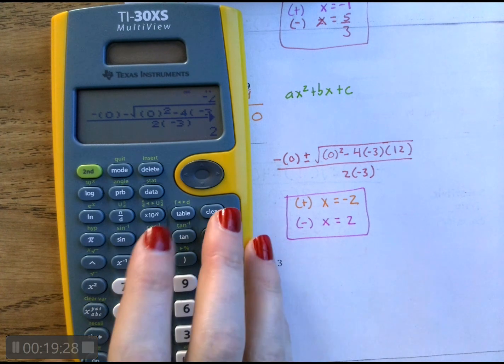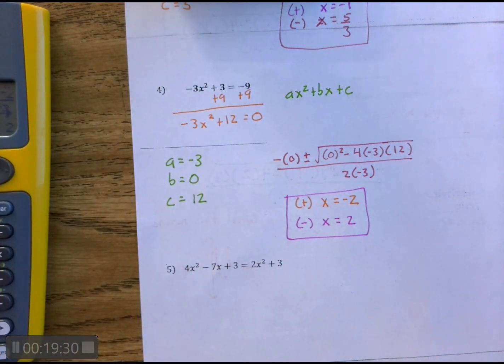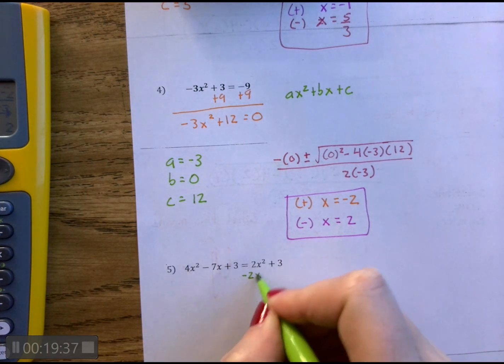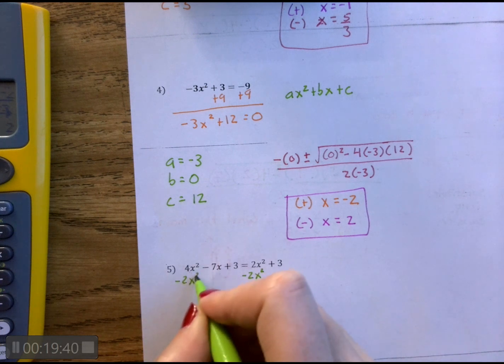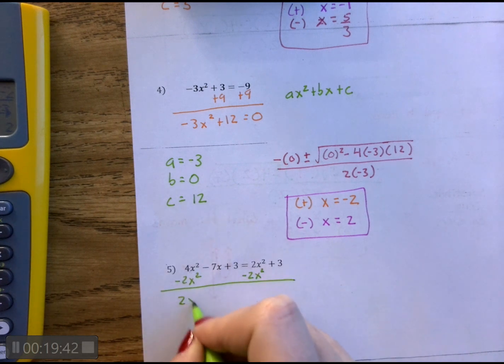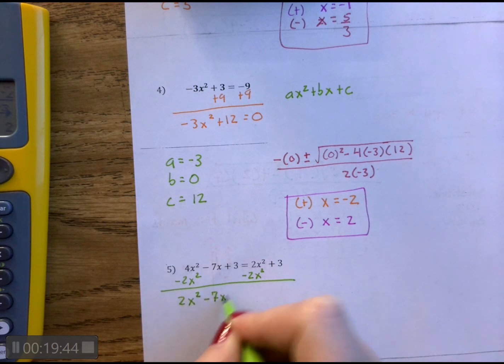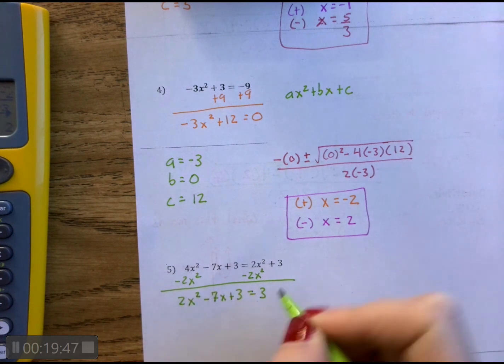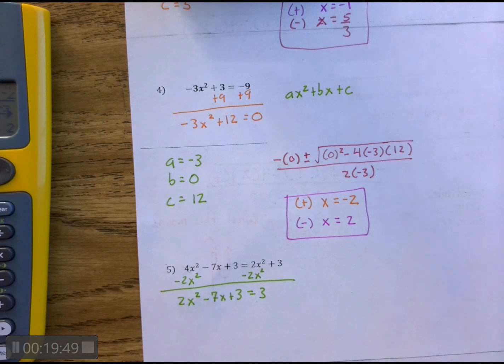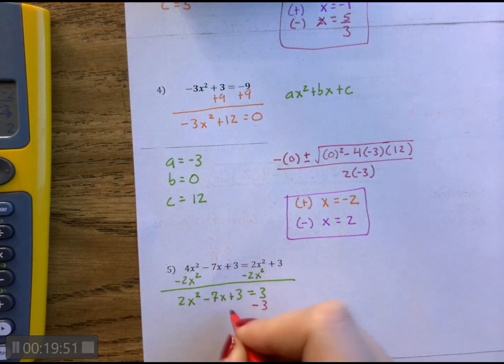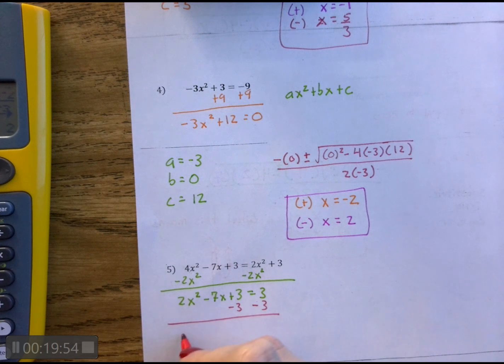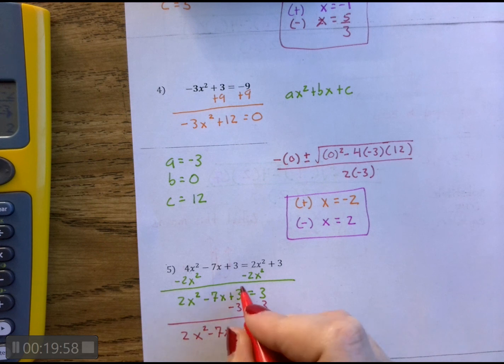And last one for these notes. This one requires a little bit more work because we have 2 terms on the right hand side that we need to get rid of. So minus 2x squared and then minus 3. And that cancels to be 0 and equals 0.